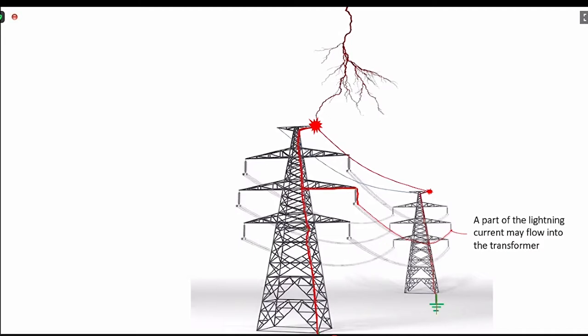And then a part of the current can go into the transformer or switchyard and get grounded through the transformer, sometimes giving rise to serious trouble. And this tower to phase wire arcing is called the backflashover.